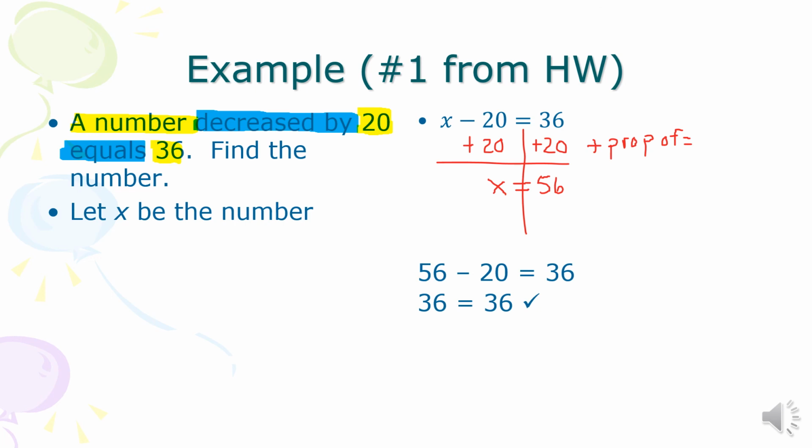So now I need a conclusion statement. I need to write a complete sentence that states what I found. The only symbol that you're allowed to use for conclusion statements is the symbol for therefore. It's a series of 3 dots in the form of a triangle. That symbol means therefore. So therefore, the number is 56.